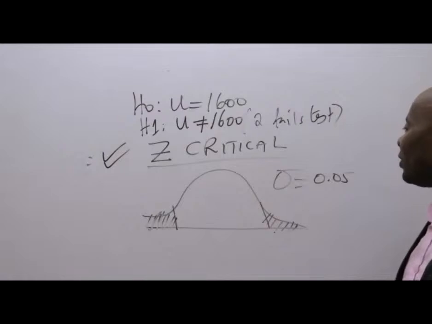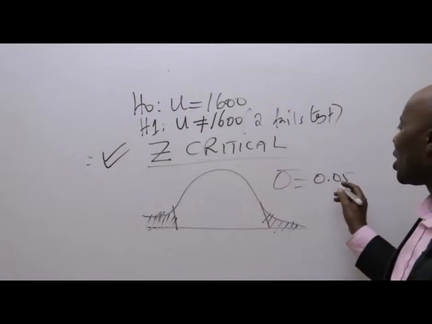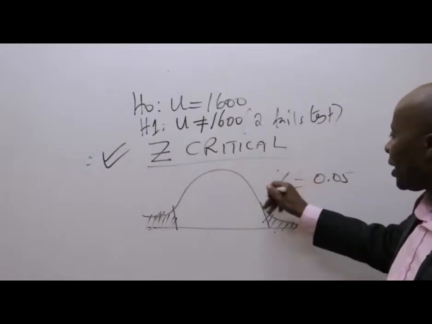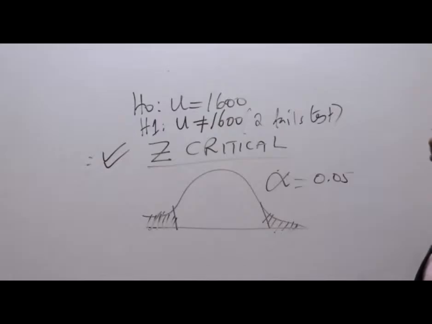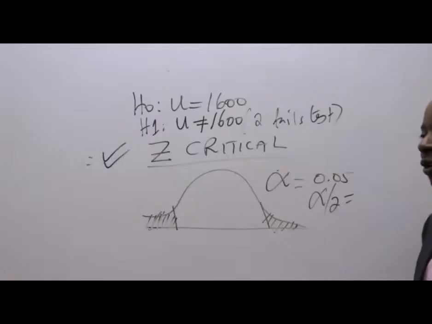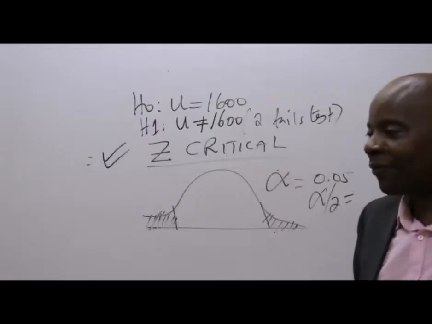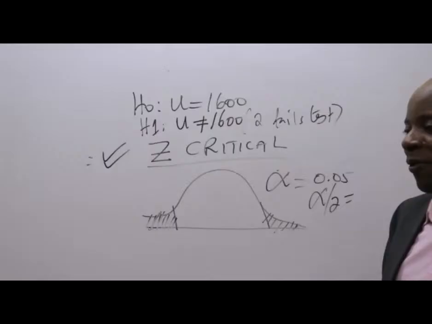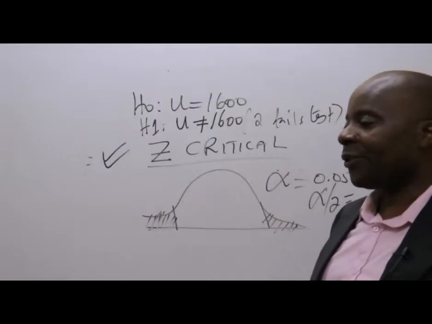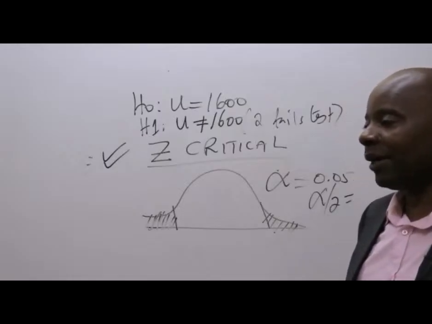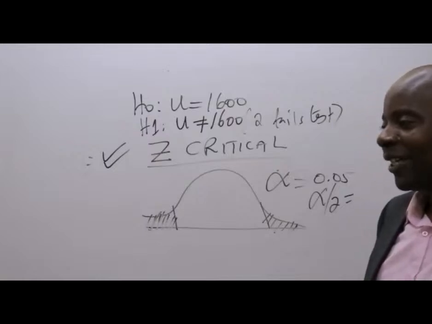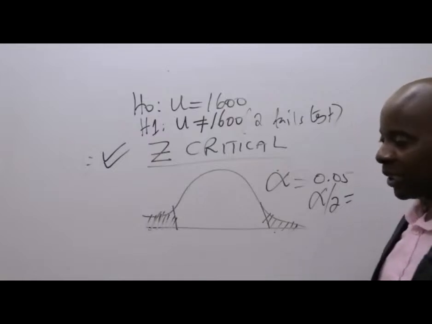In a two-tails test, the level of significance must be divided into two. So take alpha over 2. What is 0.05 divided by 2? I'm not getting your figures.